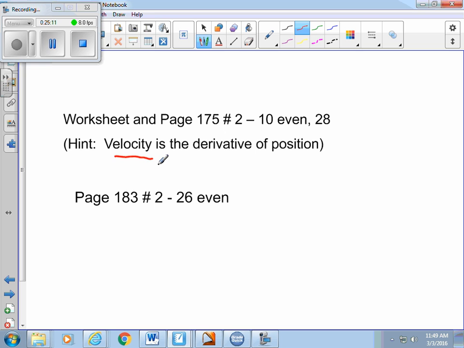Make sure anytime we're working out of the calculus book that you do the exercises, not the practice problems before those. Do the real problems: 2 through 10 even and 28 on 175, and 2 through 26 even on 183. Tomorrow we're going to learn the why behind logarithms, and we're also going to learn a nice little rule called L'Hopital's rule. You will like it. It's a shortcut for limits. So we'll learn that tomorrow.